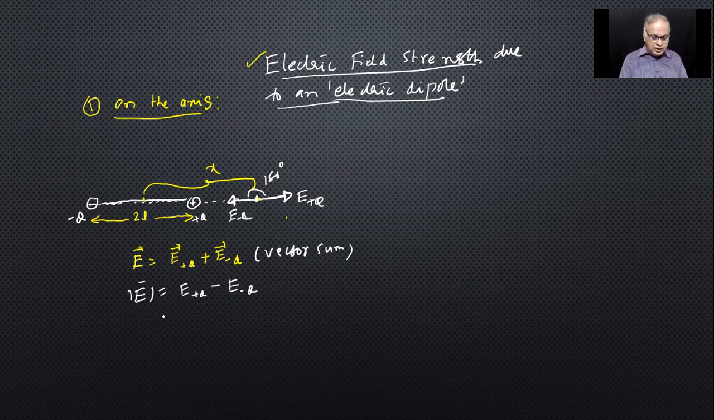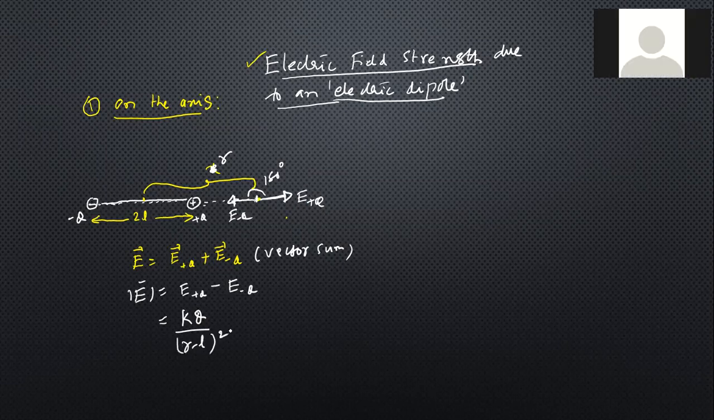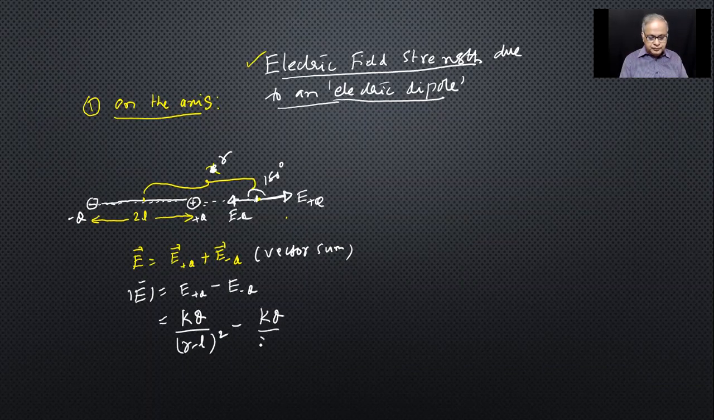Now E due to plus q will be how much? kq by, this distance is R from the center. So from here to here, the distance is R minus L, right? E due to minus q, R plus L. Hope people followed.